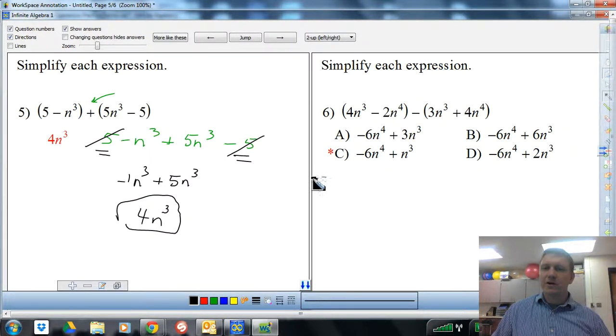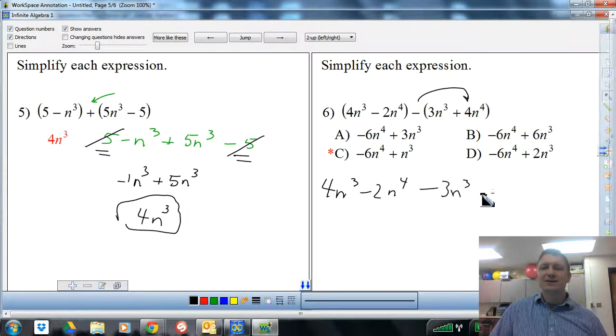I'm going to go a little quicker on this one. It's 4n to the third minus 2n to the fourth, and we're going to go minus 3n to the third. And then this minus right here gets carried over and it applies itself to that one also. So it's kind of like minus a positive. Minus a positive would be just minus. So we're going to say minus 4n to the fourth.